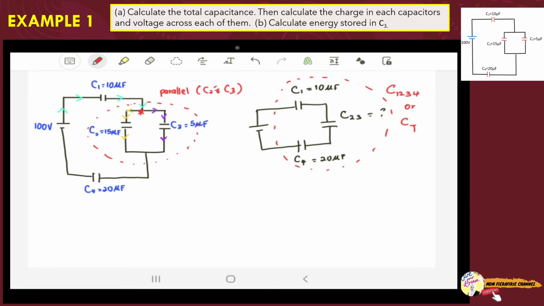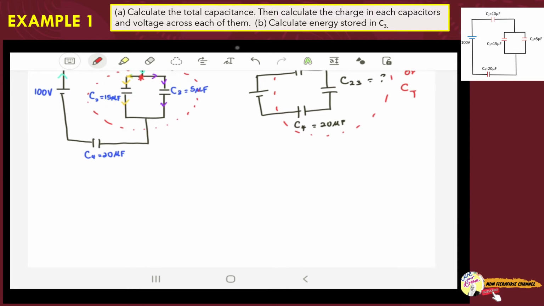So now let's try to calculate C23. C2 and C3 are in parallel.